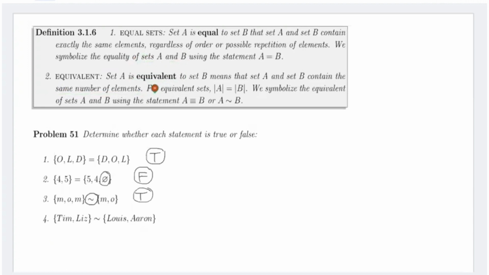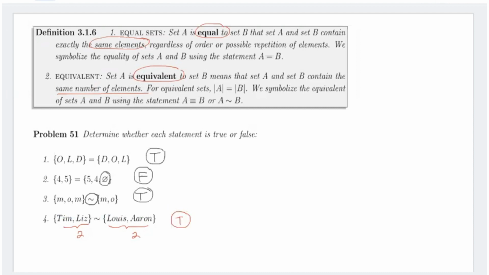Here is a highlighted word. Equal: same elements. Equivalent: same number of elements. Do you see the difference? Those are 2 different things. I'm not asking for same elements. I'm looking for the same number of elements. So there are 2 elements in here, and 2 elements here. I don't care what the elements are. They have the same Cartan numbers. So it's true.